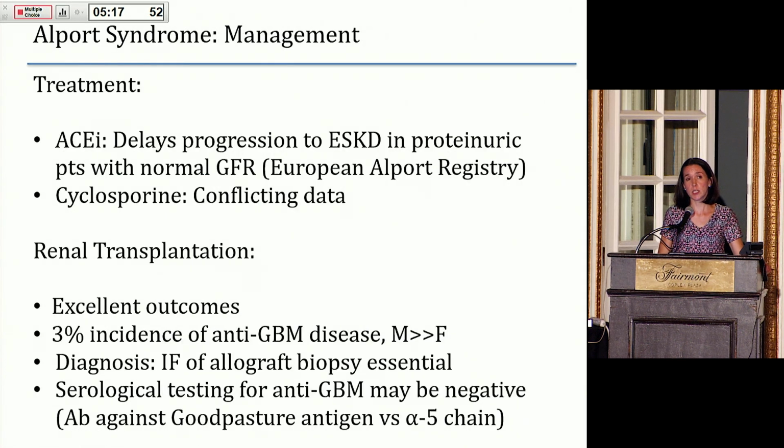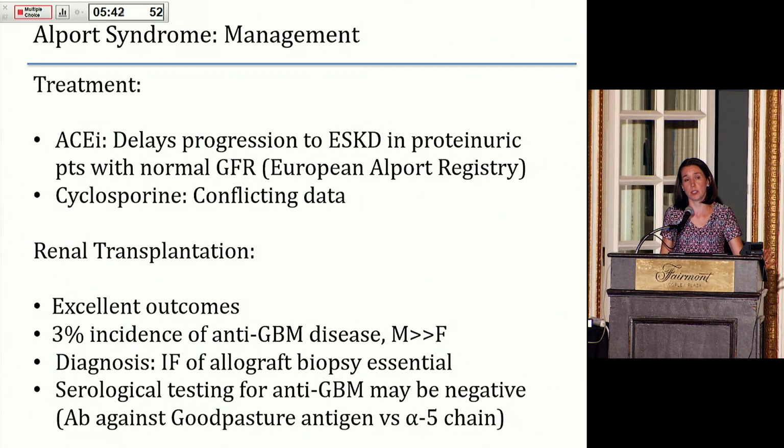So for treatment, there isn't anything specific. Unfortunately, ACE inhibitors have been shown to delay progression in those that have proteinuria. There is some conflicting data around the use of cyclosporin as an antiproteinuric agent, but obviously for those with progressive chronic kidney disease, you need to be a little careful in this. The one caveat that I would add here, when you're taking care of these patients, they tend to do very well post-renal transplant.